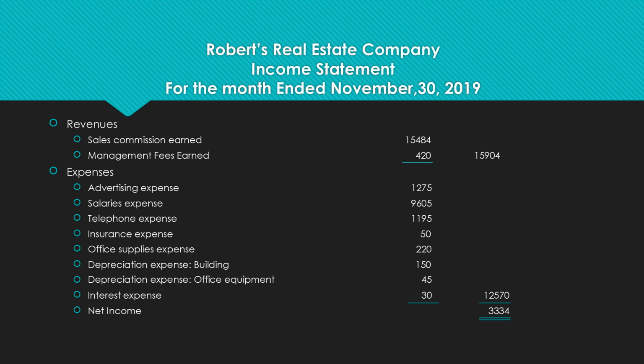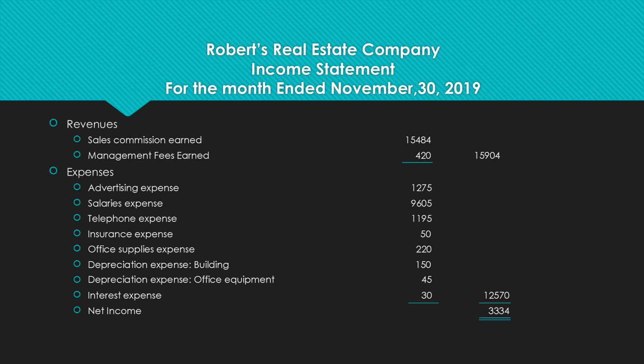On the credit side, you write down all revenue items, and on the debit side you write down all expense items. Now you deduct the credit side revenues from the debit side expenses. The net income will again be the same, 3,334. So that's all about the income statement.